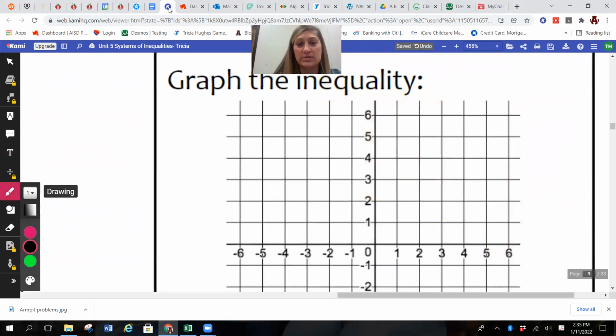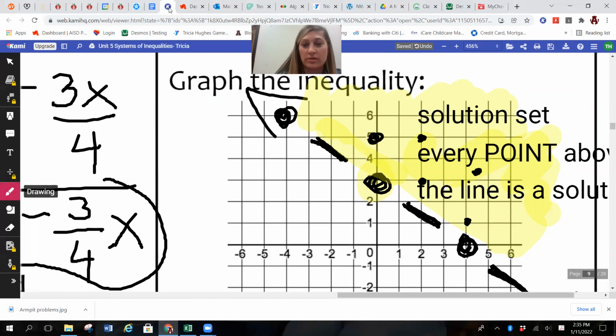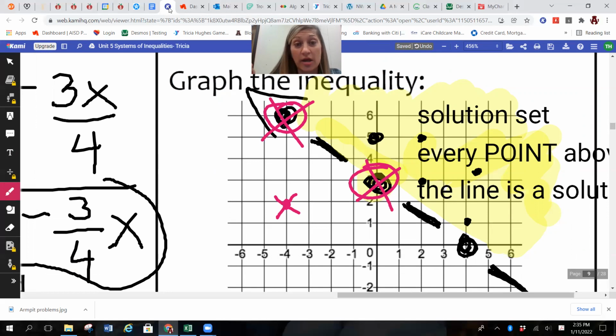Okay, that means this is a solution. This is a solution. This point right here, even though it's not on a line, is a solution. This is a solution. This is a solution. Every point in the shaded area is a solution. Question, is this a solution? No, because the line is not solid. This is not a solution. The points on the line are not a solution.